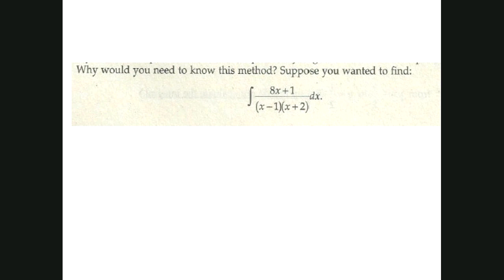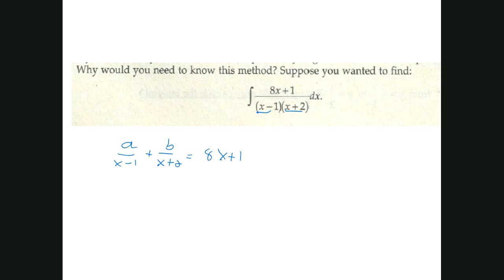So here's a problem. It says, why would you need to know this method? Suppose you want to find the integral of 8x plus 1 over (x minus 1)(x plus 2). You have to split this apart. You have to do this method. So if I was going to do this problem, first thing I would do is I'd look at it and it's like, okay, I've got two terms on the bottom. So I'm going to do A(x minus 1) plus B(x plus 2) is equal to, and then it just equals the top, 8x plus 1. That is how we set it up.